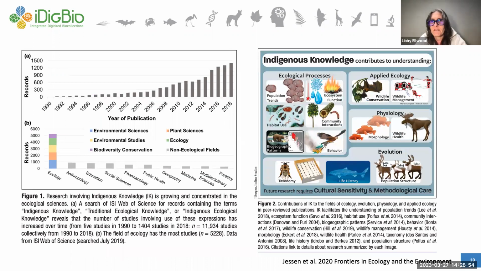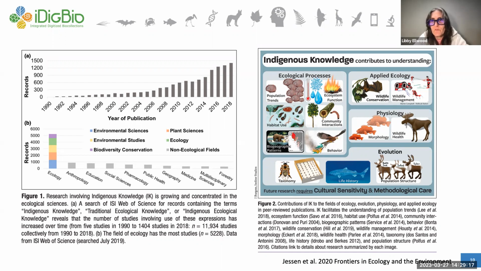These figures from Jessen et al. from Frontiers in Ecology and the Environment show on the left the increasing use of Indigenous knowledge in a variety of scientific publications, with many focused on ecology and subfields therein. And the figure on the right shows applications of Indigenous knowledge in many different fields. So a few things to think about as these may relate to Big Bee.